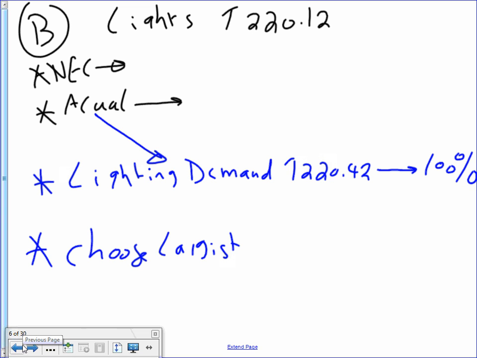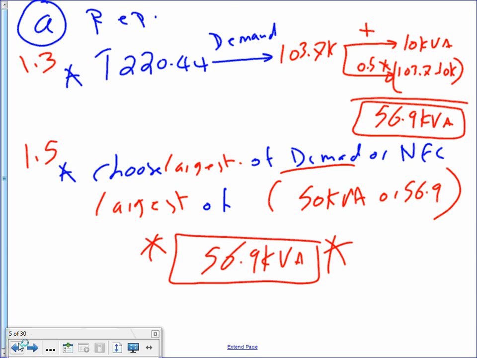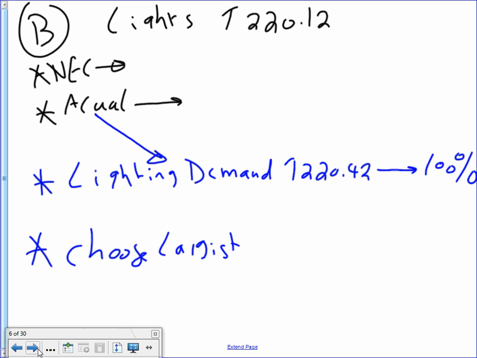Okay, step number B, lighting. So we're done with the receptacle. That's a demand for all the receptacles. I can't emphasize. Could you please put it between stars here? Because that's a number that you're going to be carrying downstream. That's why I highlighted it. It's going to be carried downstream. Okay, for lights. We talked about lights, guys.